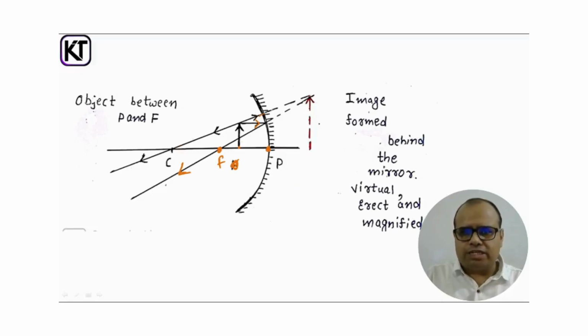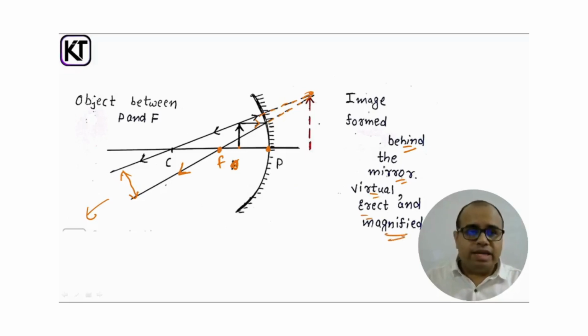If we extend these light rays forward, you will find that these light rays are actually appearing to come from this point. Basically what happens here is that the gap between the light rays keeps on increasing, so they are not supposed to actually meet here. That's why we have to extend these light rays back to get the image. So you can say that the image formed is behind the mirror. Of course it's a virtual, erect and magnified image.